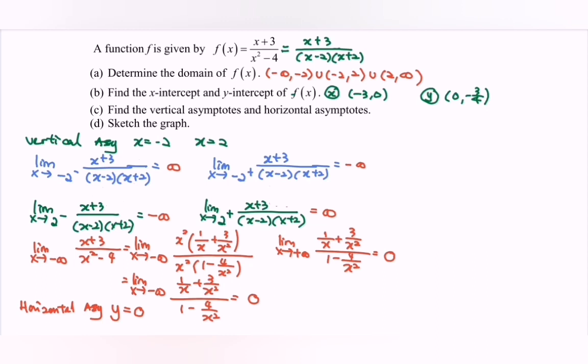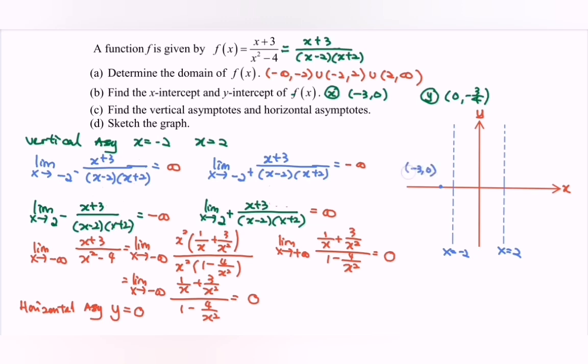Next is to sketch the graph. Kindly refer to the domain. We have negative 2 and also 2 as vertical asymptotes, so we have x equals negative 2 and x equals 2. That will be the domain, or the vertical asymptotes. Next, we have the x-intercept, which is (-3, 0). Continue. We have (0, -3/4), which is the y-intercept. So let's say it's over here.